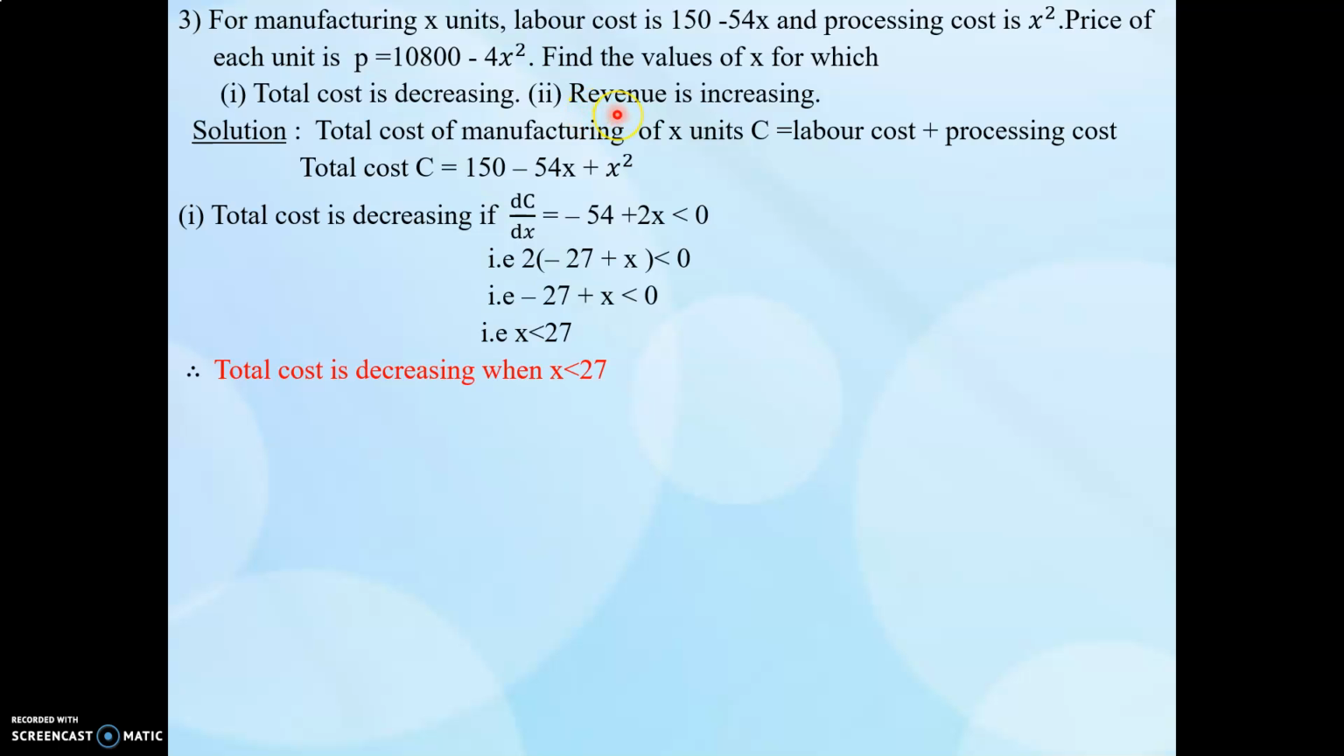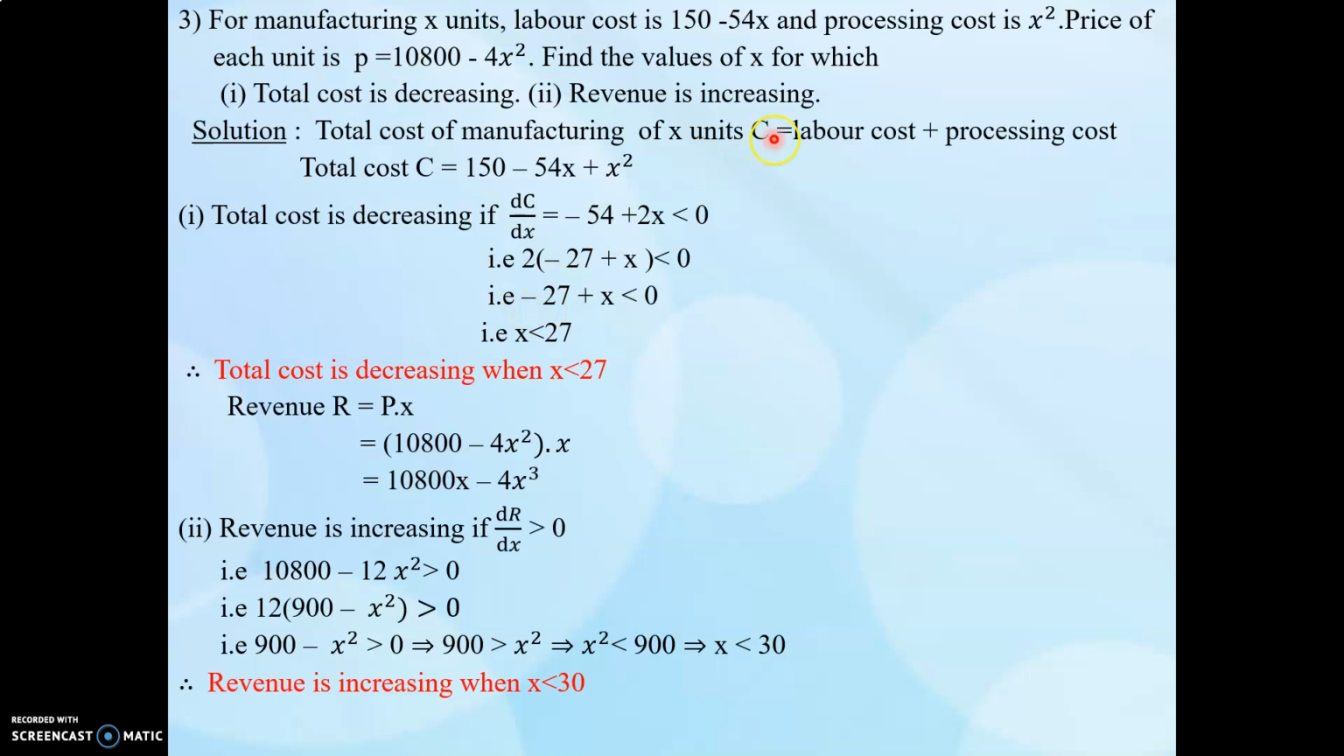Now, for the second question, we have to find the revenue. Revenue is equal to P into x. And the price is given here as 10,800 minus 4x square, multiplied by x, so 10,800x minus 4x cube. Now we have to find when revenue is increasing. Revenue is increasing if the first derivative dR upon dx is greater than 0. That is 10,800 minus 12x square is greater than 0. You can take 12 outside: 900 minus x square is greater than 0, which implies 900 is greater than x square. That is x square is less than 900, so x is less than 30. So revenue is increasing when x is less than 30.